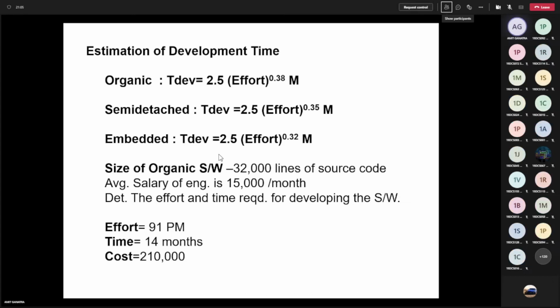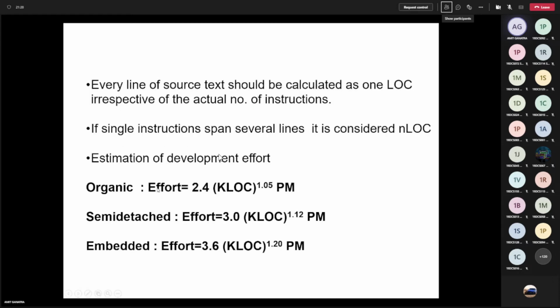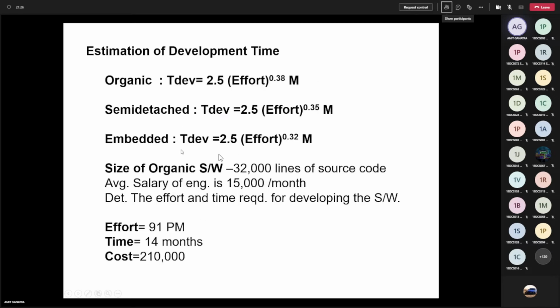So you have to memorize all these equations for all the 3 categories. In the exam, you may be given a description. I may not give directly organic, semi-detached or embedded. You have to first classify that software as either organic, semi-detached or embedded. If it is organic, then you have to take the first equation of this and the first equation of this. If the software is of type semi-detached, then the second equation, second equation. If it is embedded, then it is the third equation, third equation.